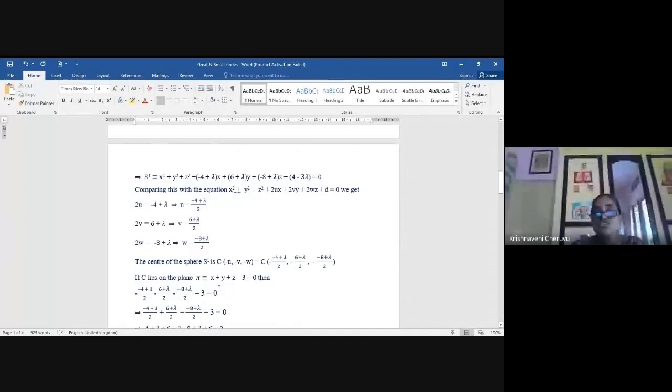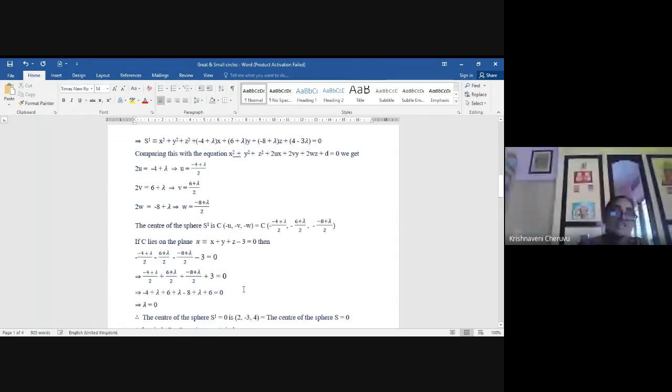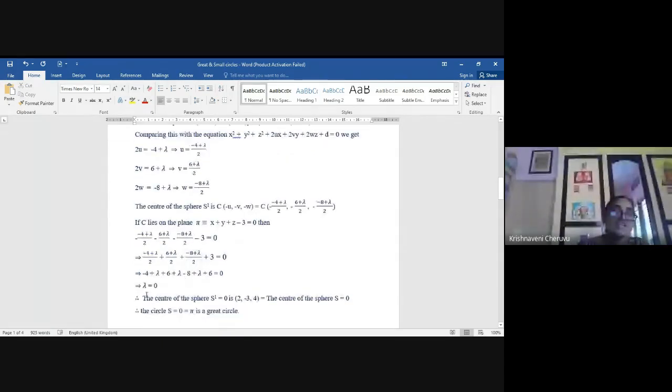So what did I do? In place of x, I substitute this x coordinate. In place of y, I put y coordinate. In place of z, I put z coordinate. There is plus in between, girls. So this is substituting the values of x, y, z in this plane and equate it to 0, because C lies on the plane. If at all C lies on the plane, it satisfies the equation of the plane. From which, if you simplify, you get lambda as 0.